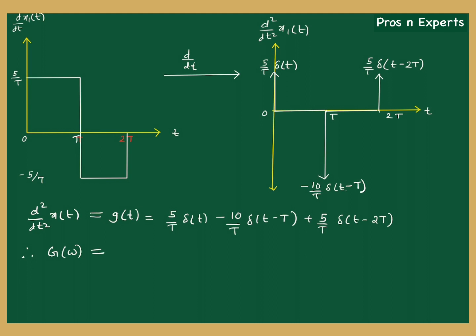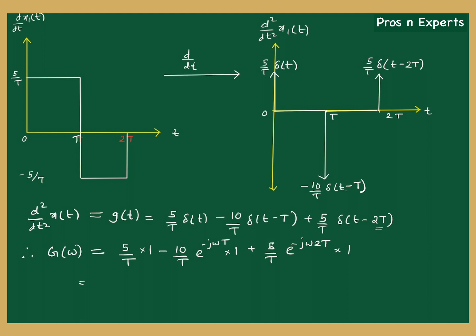Therefore what is g of omega? G of omega is 5 by t into Fourier transform of del of t, which is 1, minus 10 by t into Fourier transform of del of t minus t, for which you have to use the time shifting property of Fourier transform, which is e raised to minus j omega capital T into Fourier transform of del of t, which is 1, plus 5 by t into e raised to minus j omega 2t, because the shift is here 2t, into Fourier transform of del of t, that is again 1.